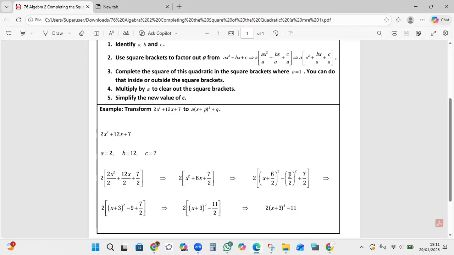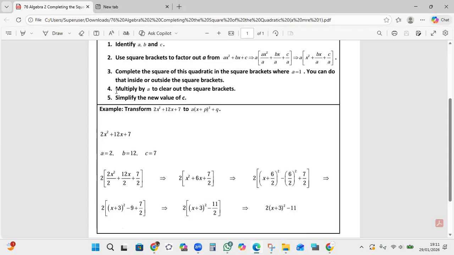Then you work this out. 6 over 2 squared. That will give us 9. Because 6 over 2 is 3. 3 squared is 9. So that's why you have a minus 9 there. And then you got a minus 9 plus 7 over 2. Here we have our 3 because 6 over 2 is 3. And we have to work out what is minus 9 plus 7 over 2. This is a fraction, so please work out what is minus 9 over 1 plus 7 over 2. You get minus 11 over 2.